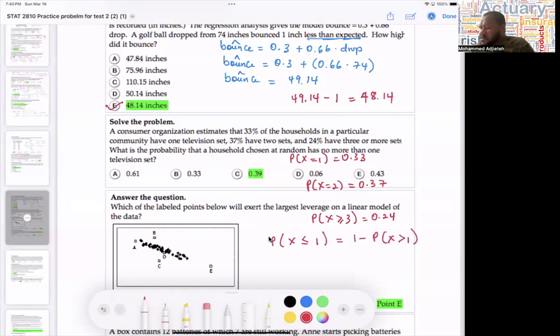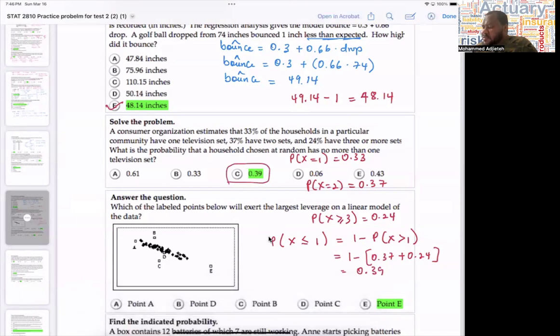So this gives us 1 minus, for more than 1, we have people who have 2 and then 3. So that's going to be 0.33, no, not 0.33, 0.37 plus 0.24. So 0.37 plus 0.24, we add that, we subtract from 1, we get 0.39. And so that is the answer for that.